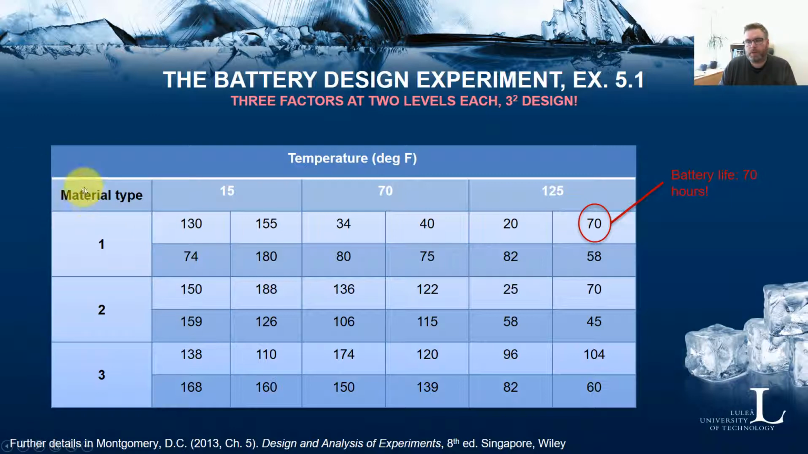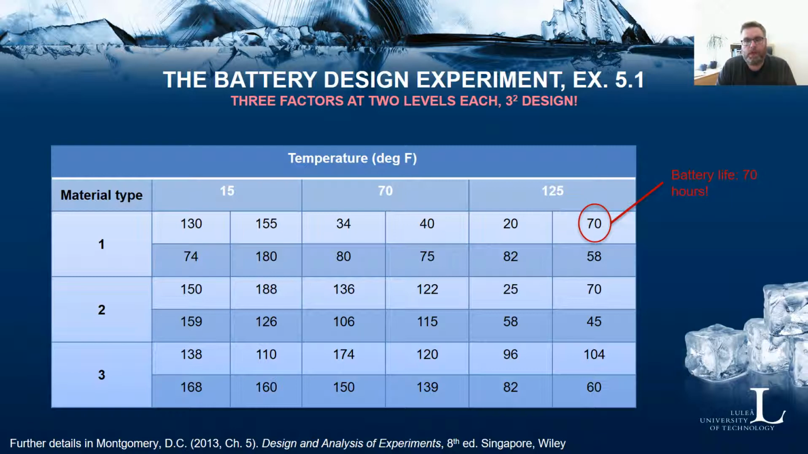So we can see we have the material type here with 3 levels, 1, 2, 3. This is a qualitative factor which we can control for the purpose of this experiment. And then we have the temperature, which normally cannot be controlled when we run the batteries, but we can control it in the experiment on 3 levels. So we have 15, 70 and 125 degrees Fahrenheit here. And we subject these battery types, the 3 different types, to different temperatures, and we record the battery life in hours.